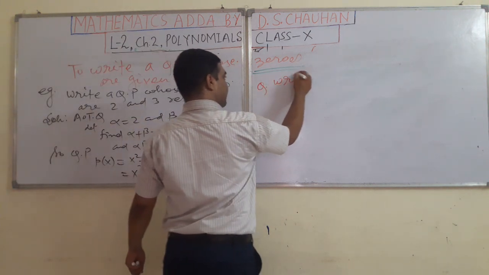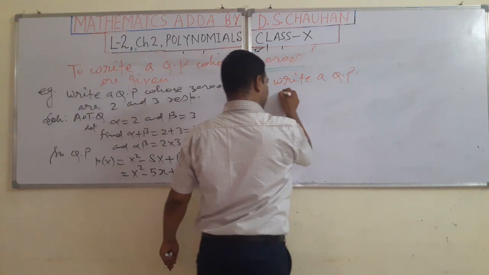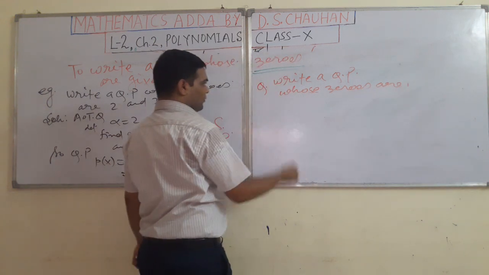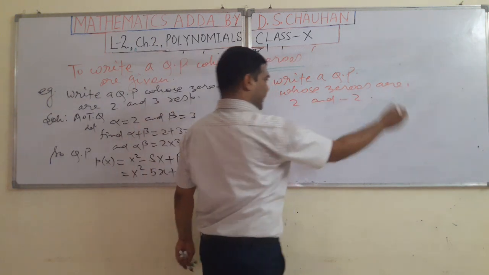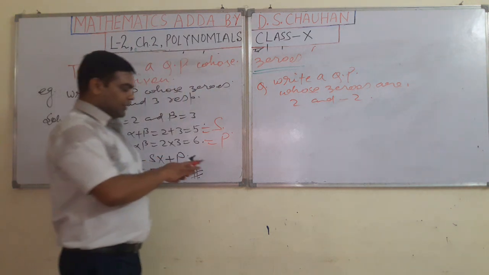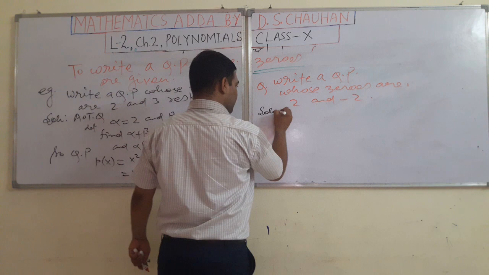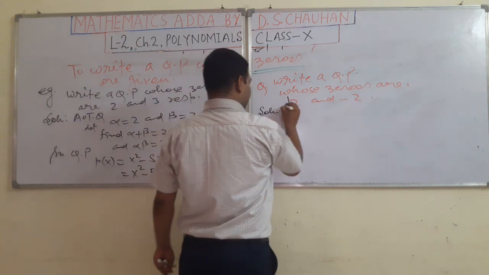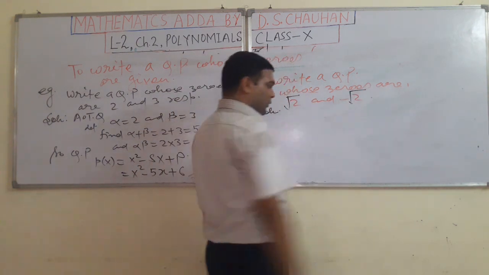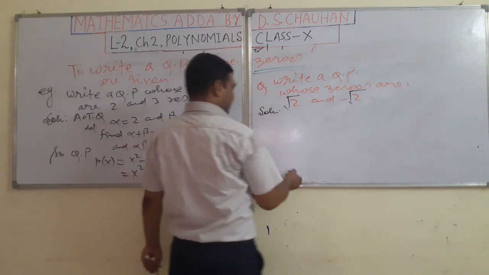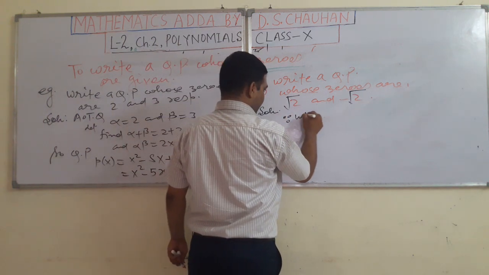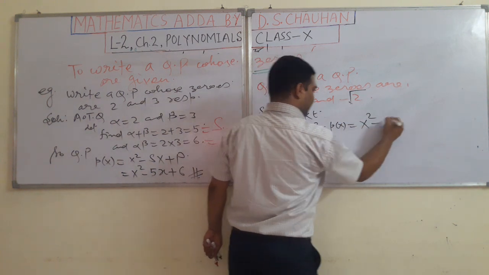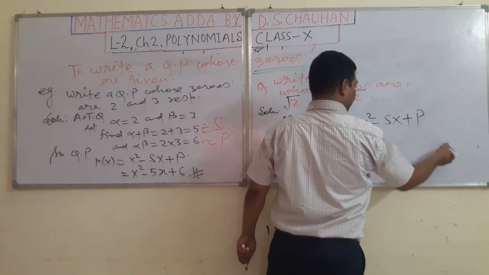Question. Write a quadratic polynomial whose zeros are 2 and minus 2. See how to do? I am telling you. Solution. Let us make it more complicated. Suppose the zeros are under root 2 and minus under root 2. Then how to do? See, easily. Since we know that the quadratic polynomial is p(x) equals x square minus sum into x plus product.